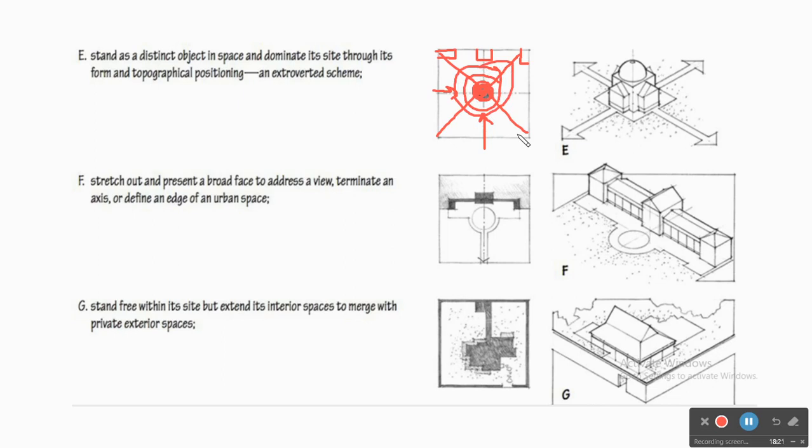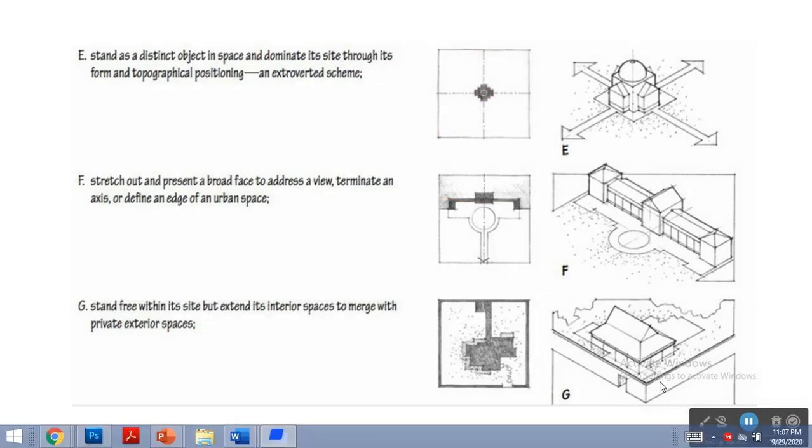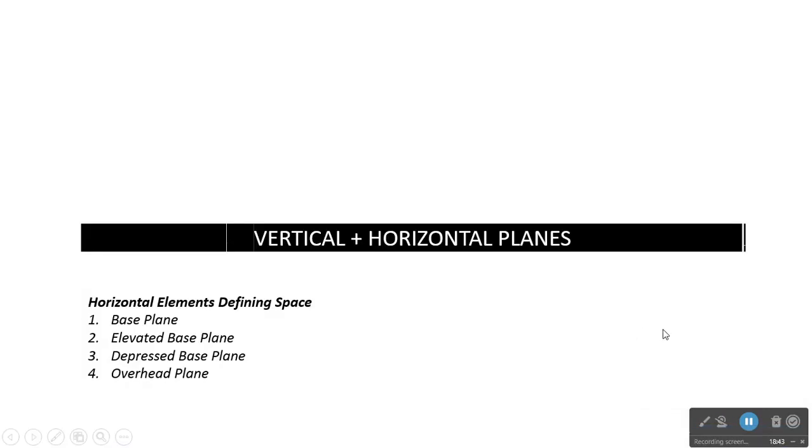Also, in other ways, you can go wide, or even just simply stand free within the site and just simply move around. So how are you really creating your space? How are you going to position yourself with the context? So let's continue with this. The next part, I'm going to be talking about vertical and horizontal planes. These are elements that are going to be defining the actual space.